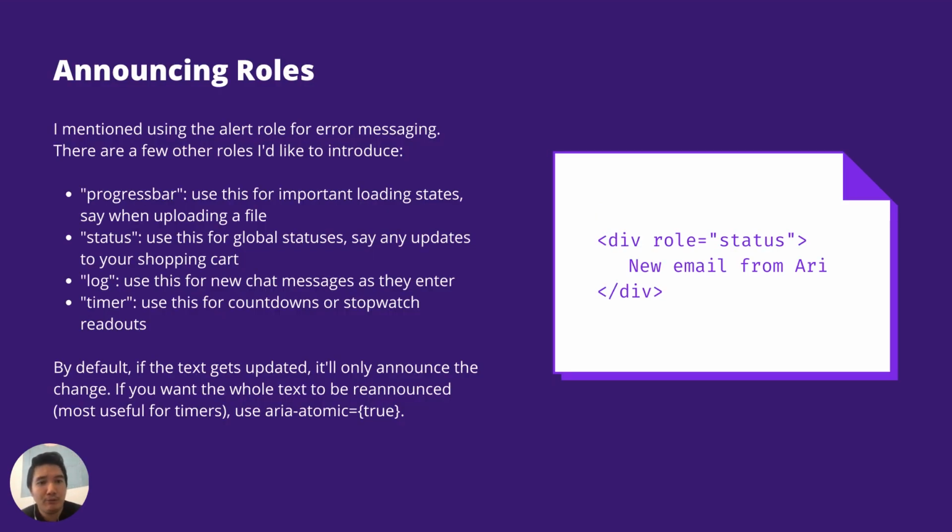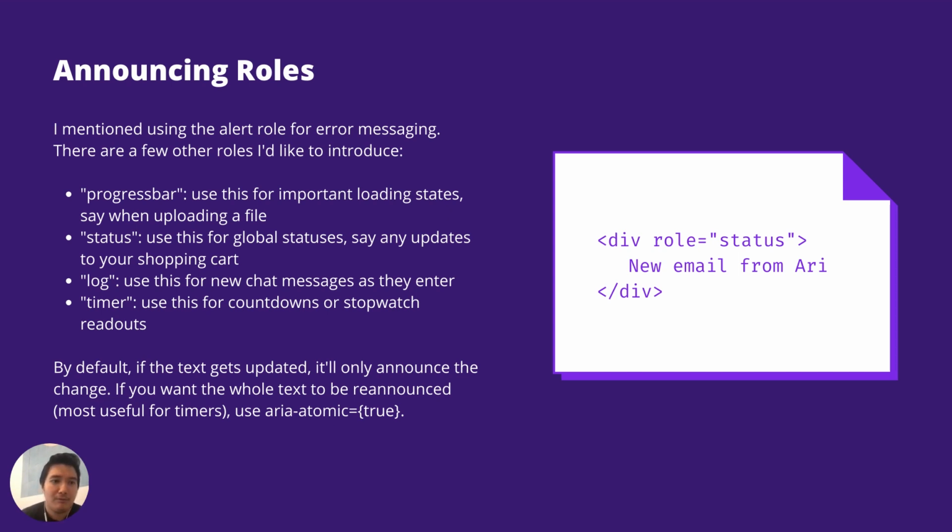So I mentioned using the alert role for error messaging. There's a few others I'd like to introduce. The alert role is really nice for error messaging, but it's also quite an aggressive, highly specific use case. You would not want to use it for everything. If you're uploading or downloading a file, you can use progress bar.